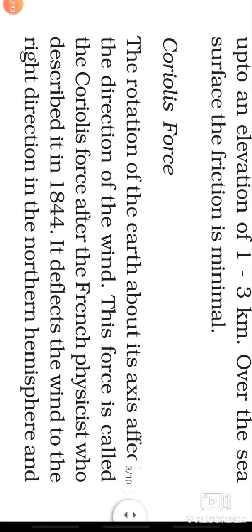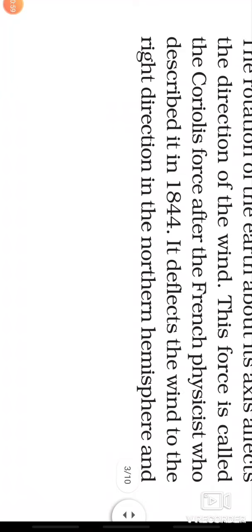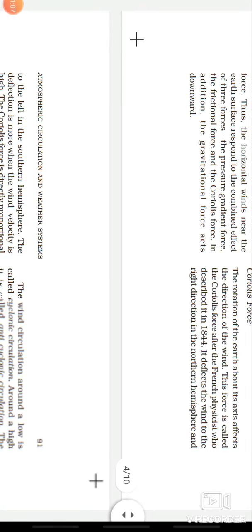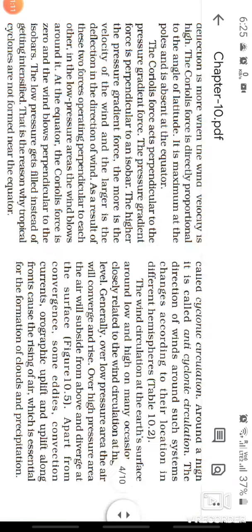Okay, next one is the Coriolis force, which is mainly because of the rotation of the earth about its axis, and it affects the direction of wind also. This force is called Coriolis force after the French physicist. It deflects the wind to the right direction in the northern hemisphere and to the left direction in the southern hemisphere. This is about the Coriolis force.